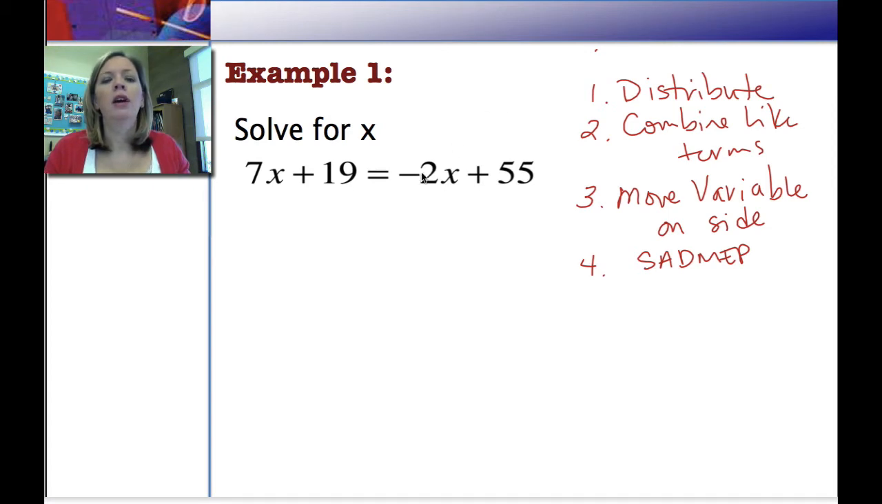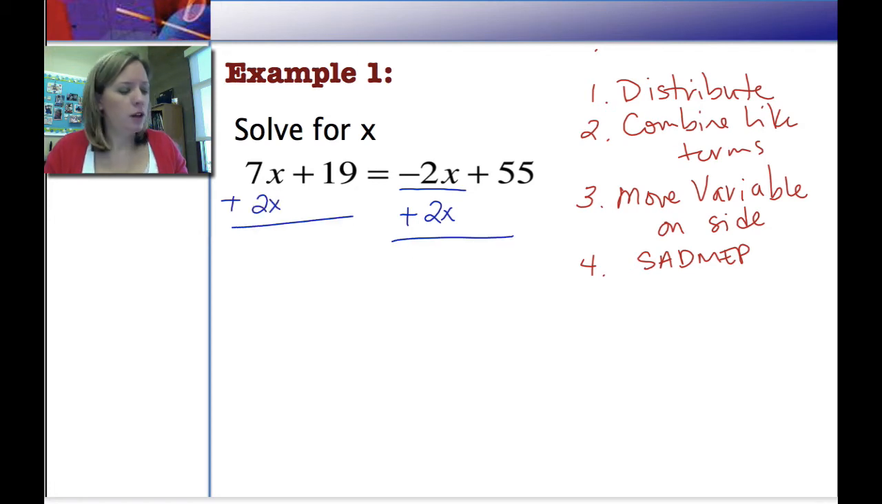So in this example, 7x plus 19 equals negative 2x plus 55. I see that negative 2x is the smaller variable term. To move it, I'm going to do the opposite. Since this is negative, I will add 2x to both sides. When I do that, 7x plus 2x is 9x. Bring down the plus 19, and that's going to equal 55.